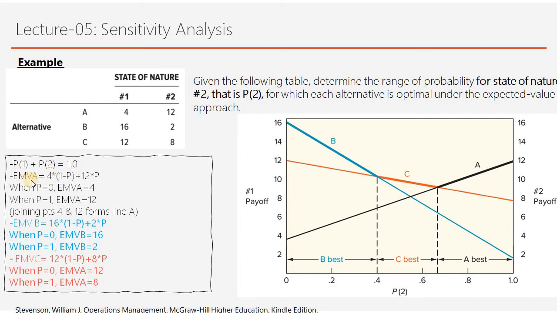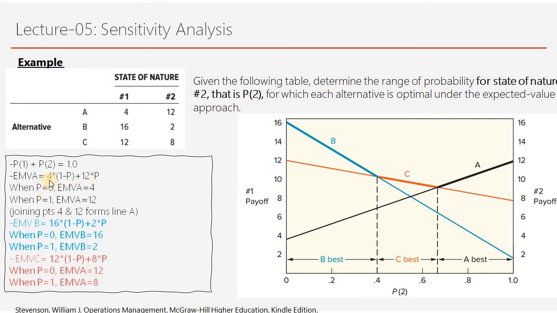So with respect to the expected monetary value of A, it will be 4 times 1 minus P, the 4 times the probability of the first state of nature, which we said we will refer to as 1 minus P, plus 12 times the probability of the second state of nature, where we refer to it as P, because this is our reference that is mentioned in the exercise. So I have this equation in terms of P. Now I want to draw the plot.